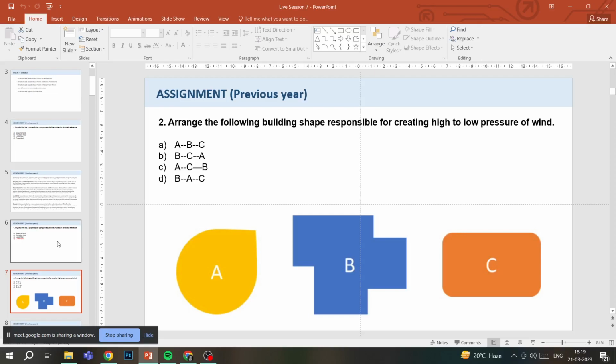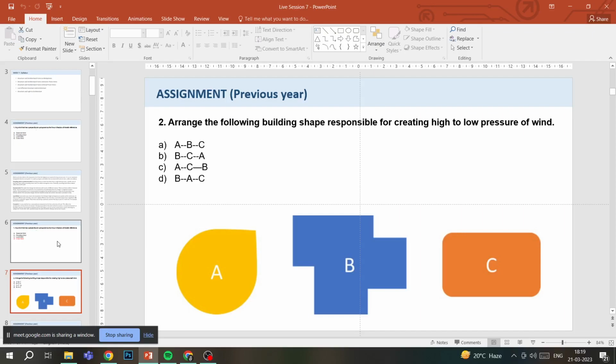Arrange the following building shapes responsible for creating high to low pressure of wind. So three different shapes are given here. A is a circle with a pointed edge, B is a mixture of different kinds of squares and rectangles, and C is a rectangle with curved edges. And now the question is asking, you have to arrange them from high to low pressure of wind happening on this.